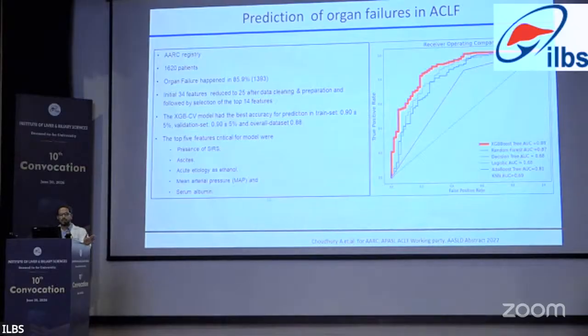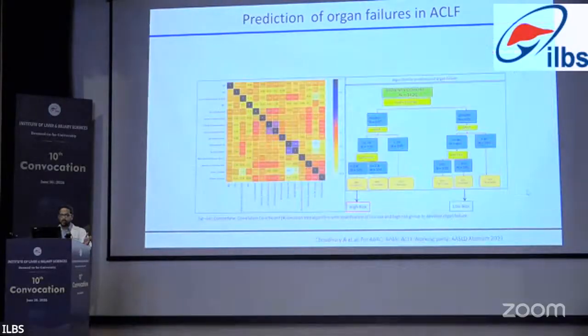alcohol as the etiology, MAP lower than 65, and serum albumin. So this is a very interesting finding: if a person has ascites, is alcoholic, has low BP and low albumin and SIRS, the chance of getting organ failure in the next 7 days is close to 90%. So this is how the model is behaving.